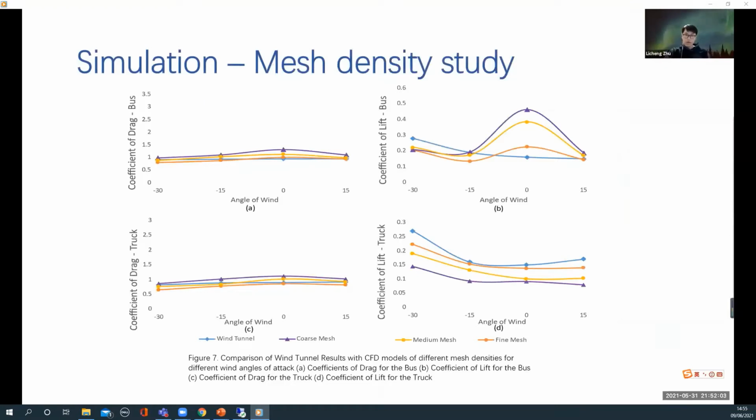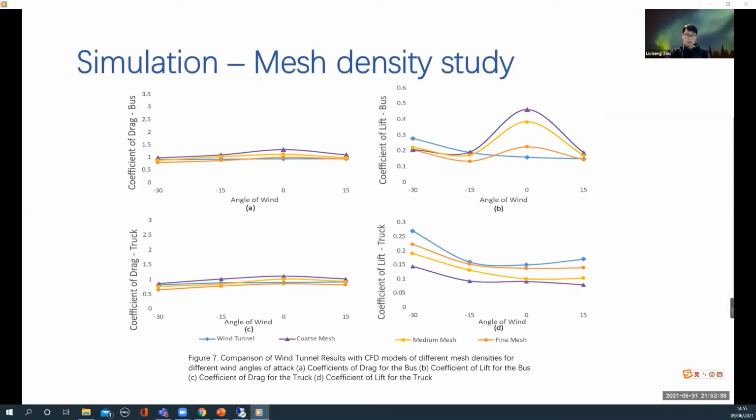The figures show the results comparison between the wind tunnel and the simulation results. We can see that the main difference is in the lift coefficients. There is a big difference there, while the drag coefficients are only slightly different and similar. The percentage difference between the two can be more than 180%, which happens here, with the coarse mesh and the blue one, internal.